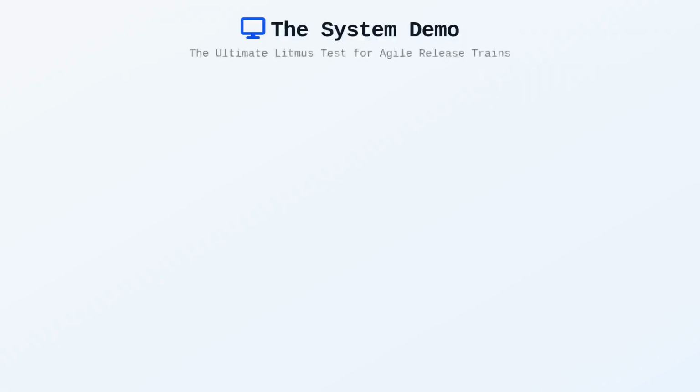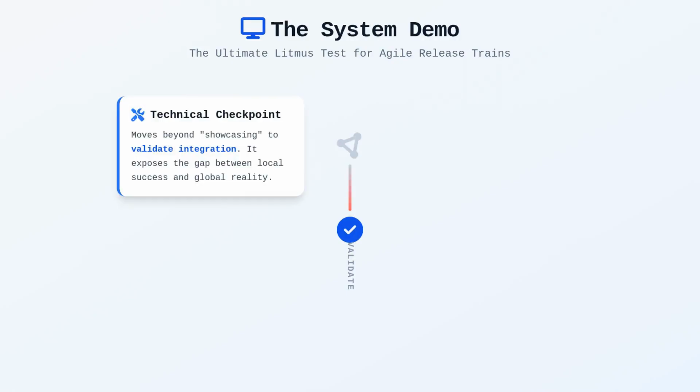The system demo serves as the ultimate litmus test for these practices, providing a venue to validate the integrated work of the entire Agile Release Train. It is not merely a meeting to showcase features to stakeholders, but a technical checkpoint to ensure that the system as it stands is actually functional and integrated. By forcing a demonstration of the integrated system, we expose the gaps between our local development successes and the reality of a global system state.